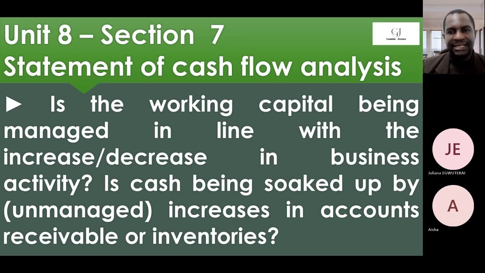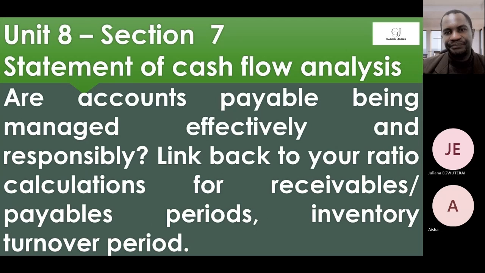You also ask questions like, is the working capital being managed in line with increase or decrease in business activity? So you are trying to validate if cash is being soaked up by unmanaged account receivables or inventory. So this is a good test. The cash flow statement tests the increase or decrease in these two components, whether it's slow moving inventory or slow receivables. The cash flow statement helps you depict this in working capital management.